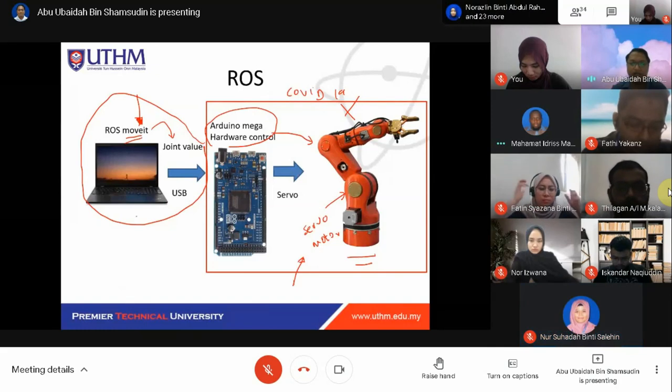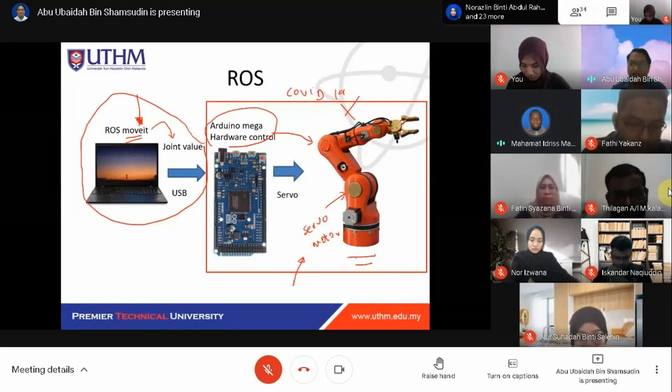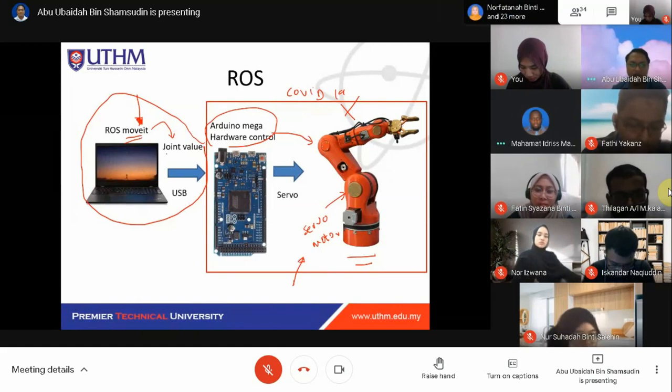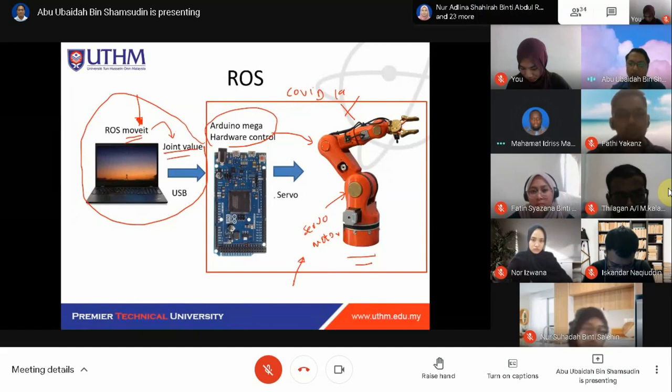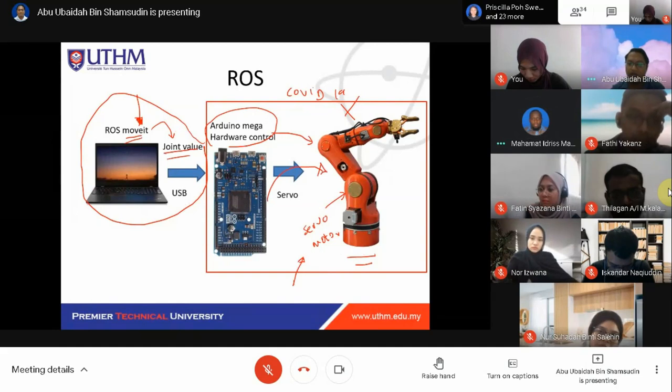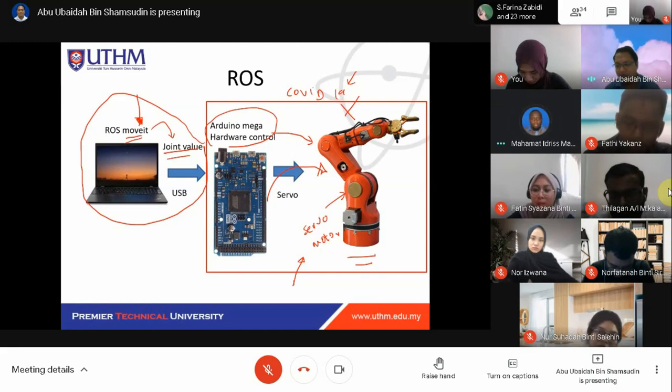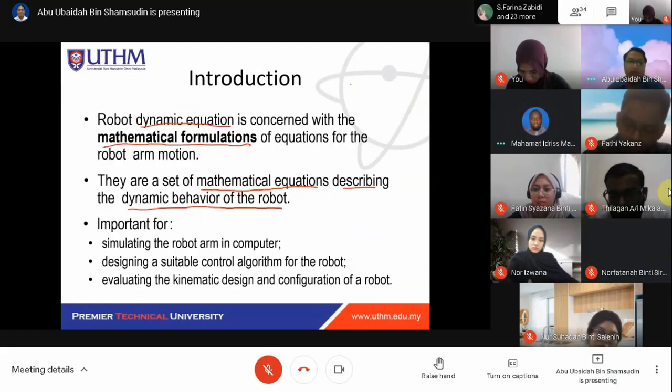We learn how to use ROS MoveIt, and then if we use Arduino, we can send our ROS MoveIt output, which is joint value, to our Arduino, and the Arduino we can send to our robot. So this is what we want to do, but because of COVID, we cannot do this prototype hardware. So okay, we continue with dynamic.